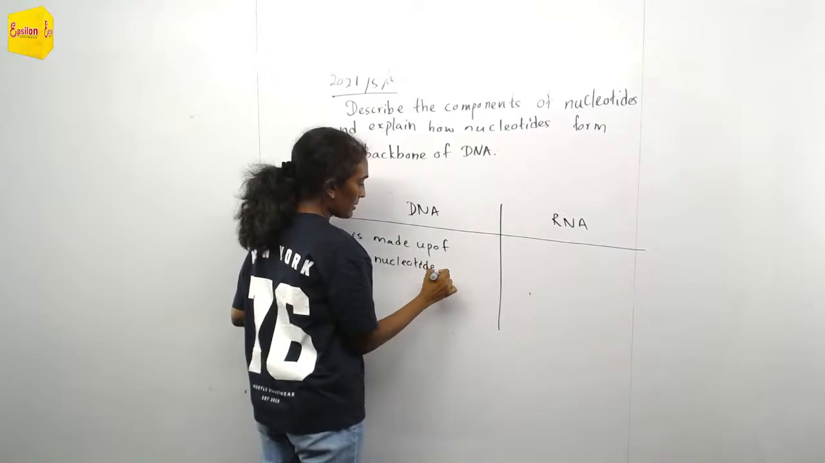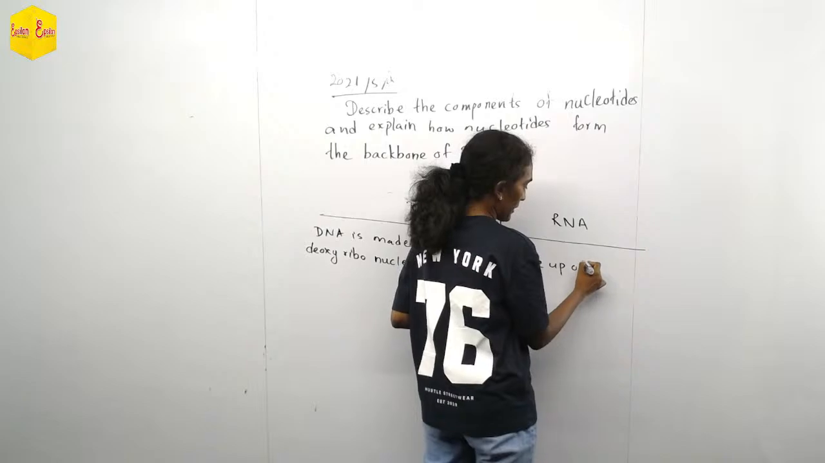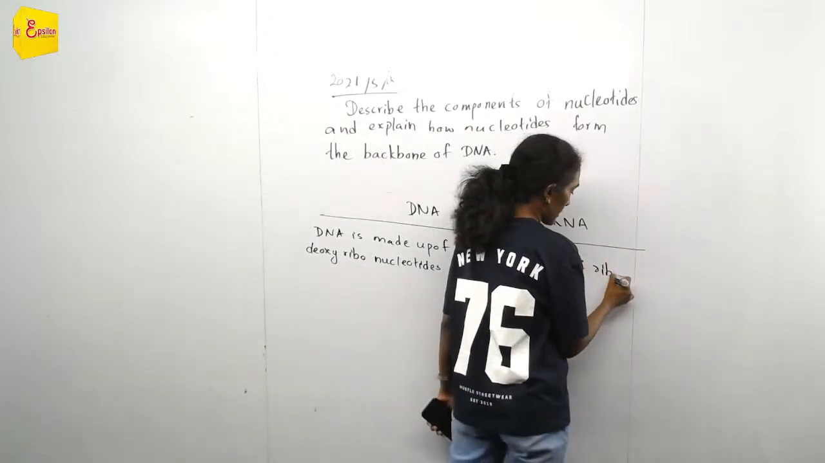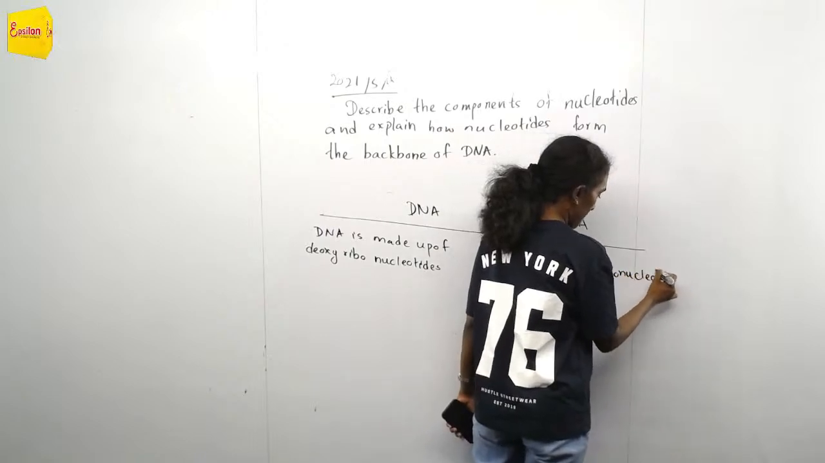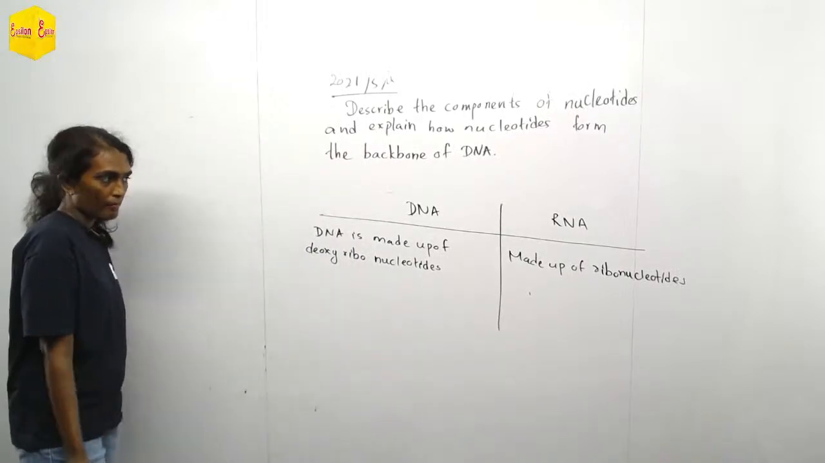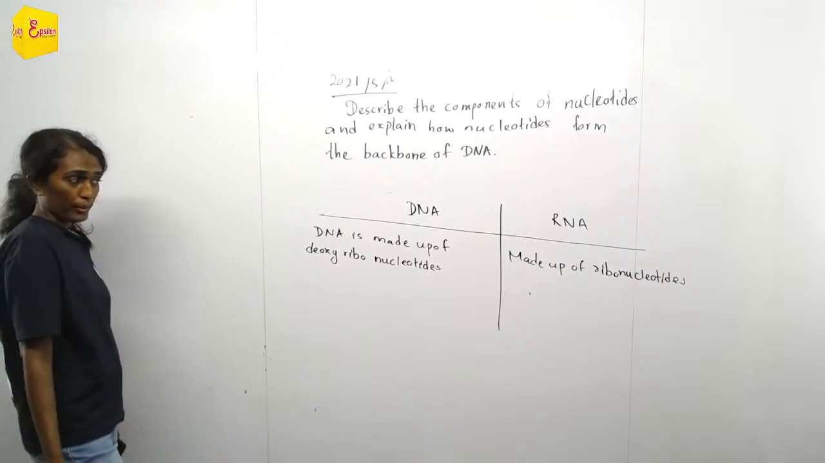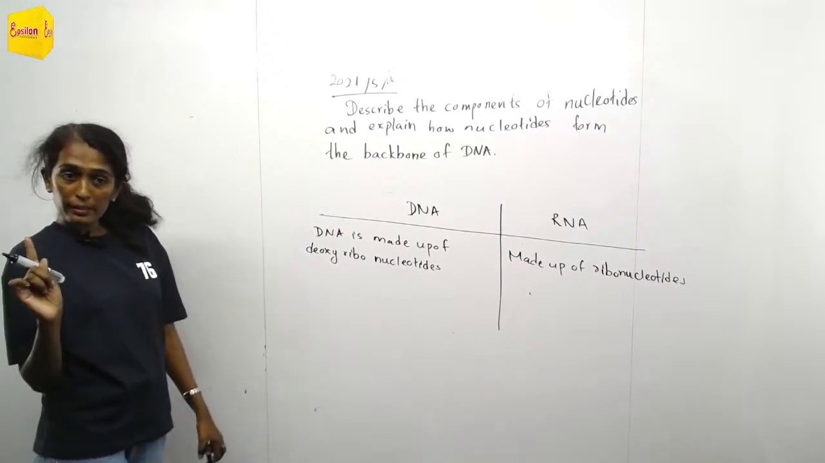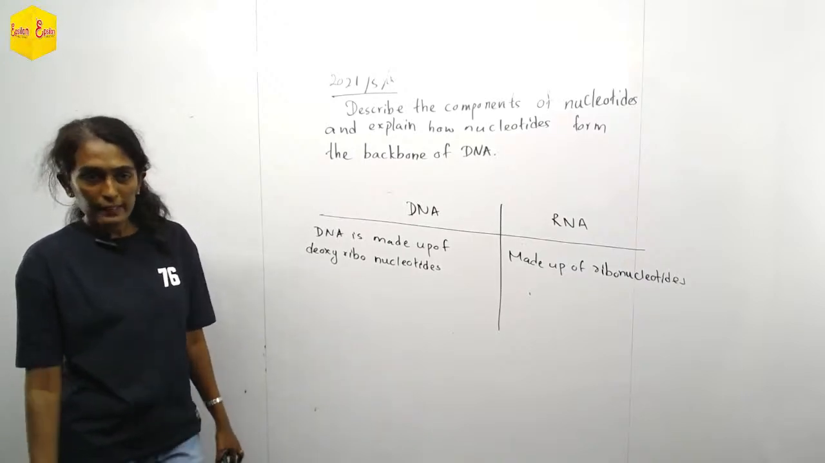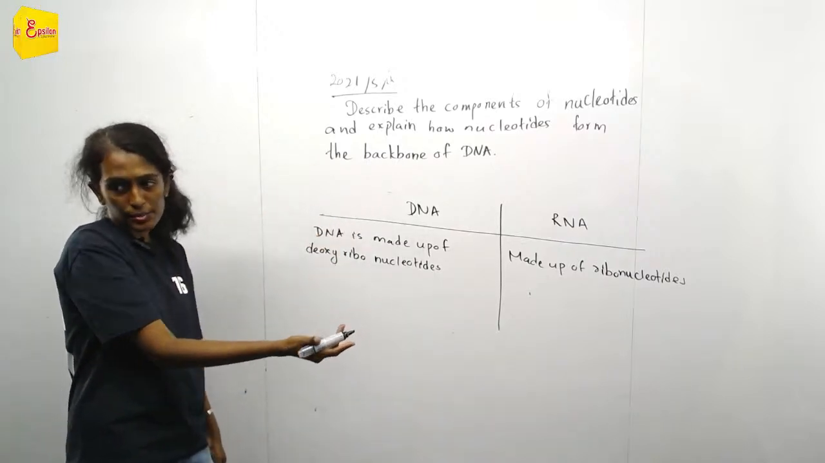Then what about the other one? Made up of what? Ribonucleotides. What else? No, that is the difference between ribose sugar and deoxyribose sugar. We are not writing that. What else? There's a big difference. This is a double-stranded molecule. This is a single-stranded molecule. Okay.